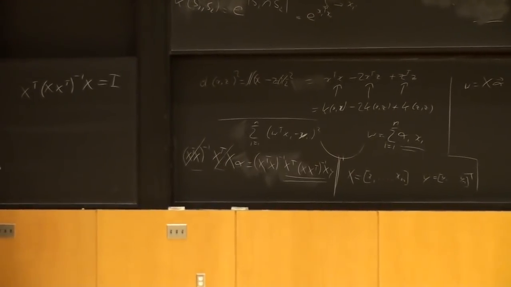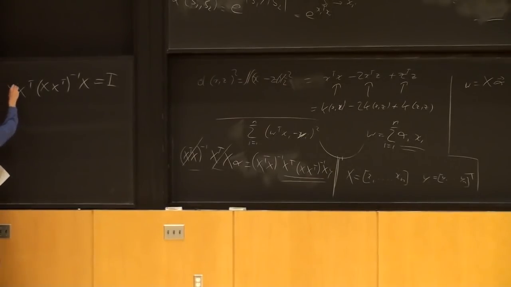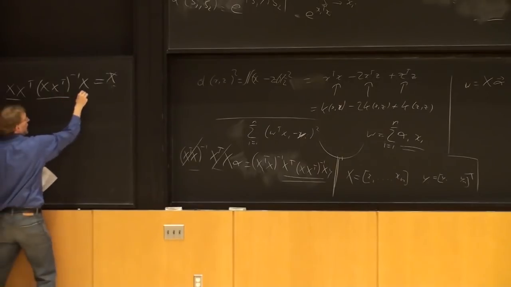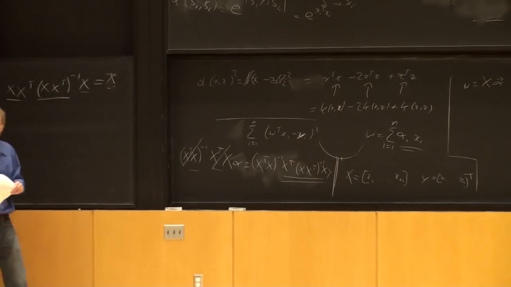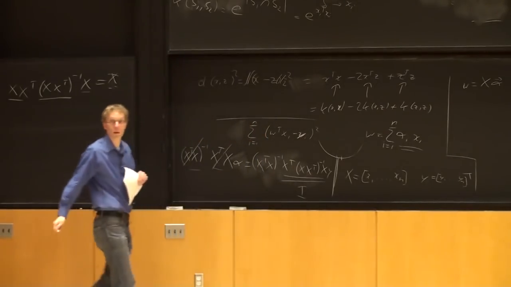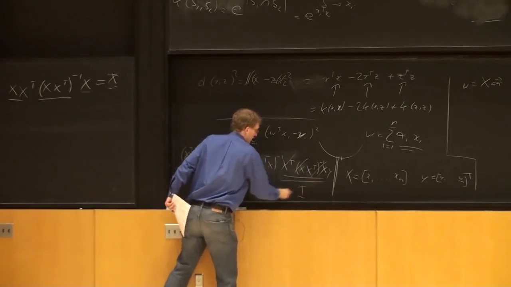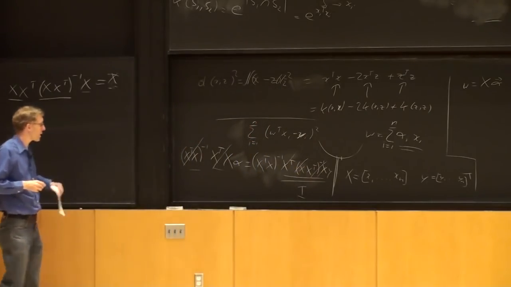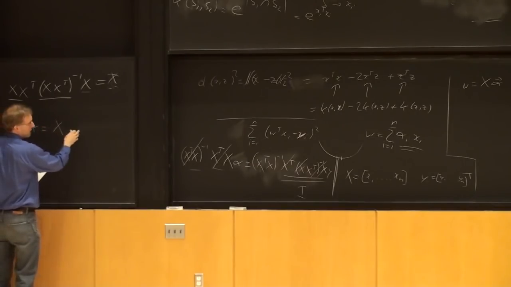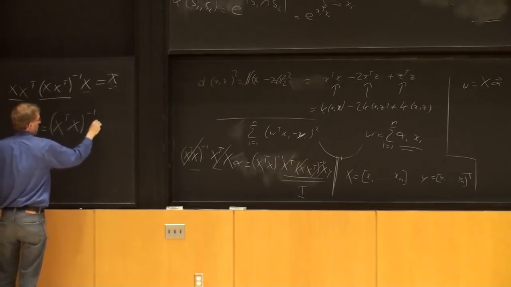Why is this? Well, it's quite simple. I can just multiply with x on both sides. If I multiply with x here and here, then these disappear and I get x equals x. Okay? So this here must be the identity. So this disappears. This all disappears. And the only thing that's left is alpha equals x transpose x inverse times y.